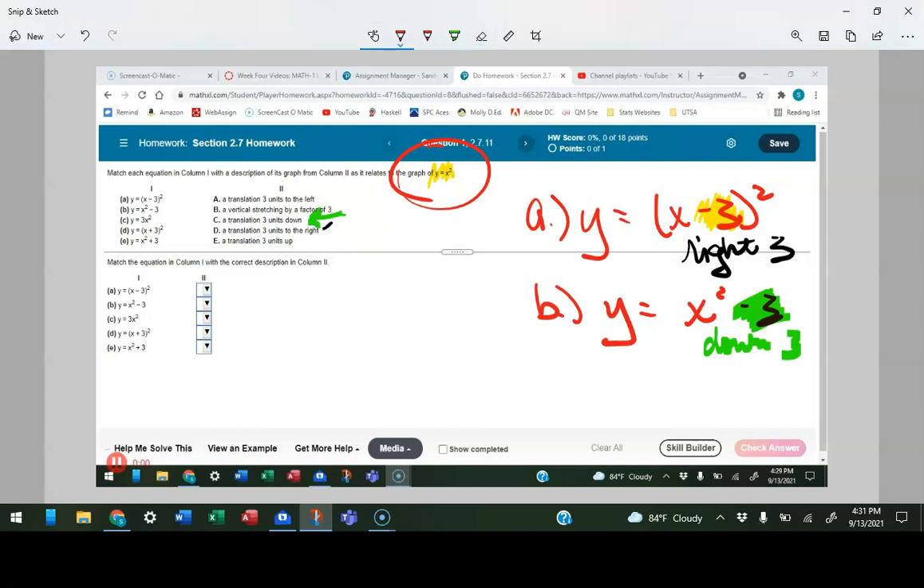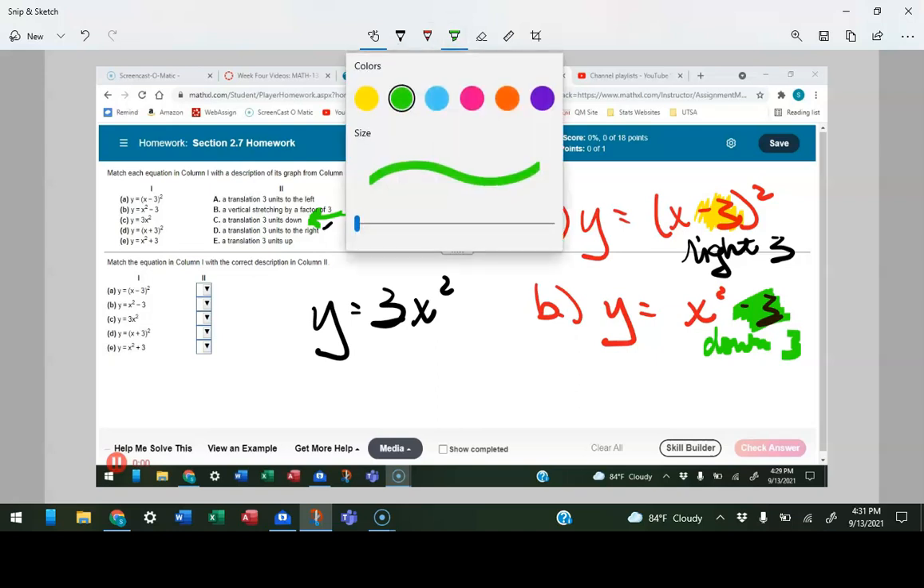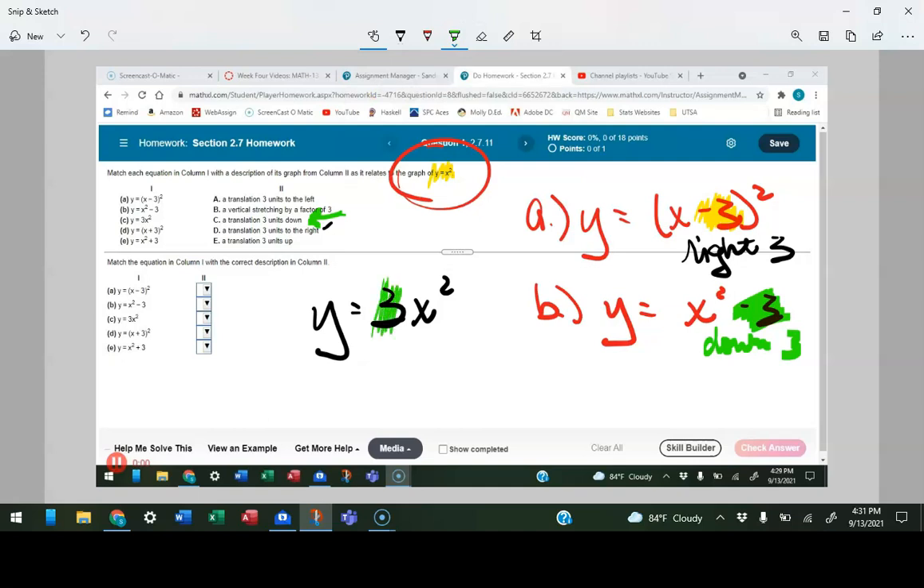And then what do I have next? For part C, I've got y equals 3x squared. So I've got a coefficient. I do not see any addition or subtraction whatsoever. I see a coefficient, and I notice that if that 3 was gone, I would have my x squared back. So what does that 3 tell you to do? Since it's a coefficient and it's bigger than 1, it's a stretch. So you are stretching it vertically by a factor of 3. That's going to be option B.